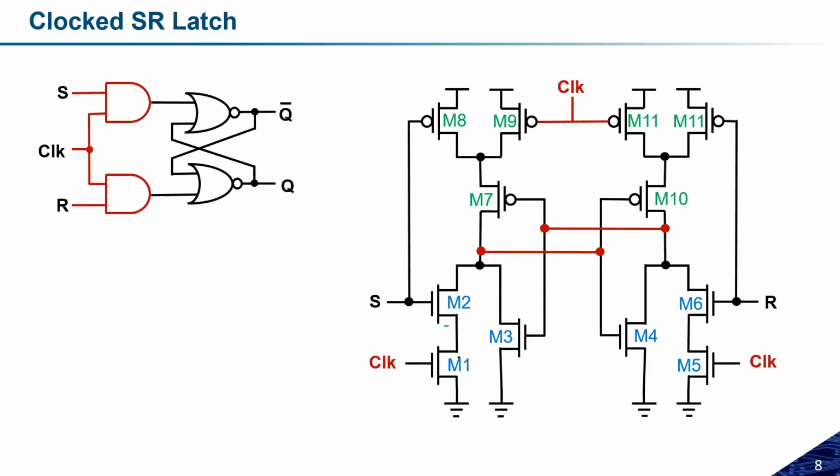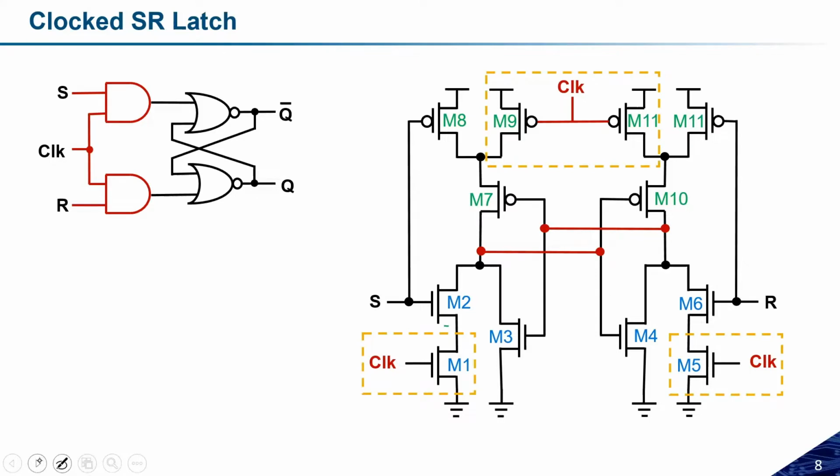One will activate transistor M1. The same clock will activate transistor M5, and the same clock pulse will activate transistors M9 and M11 in the pull-up network. So this is what the complete structure of the clocked SR latch will look like. So these three are the sections which are clock enabled.